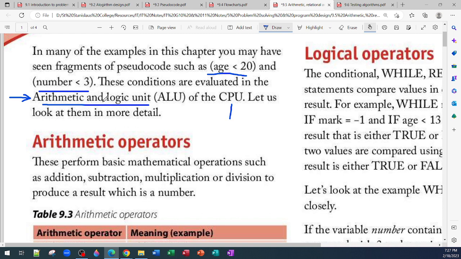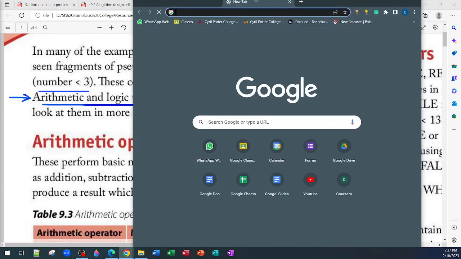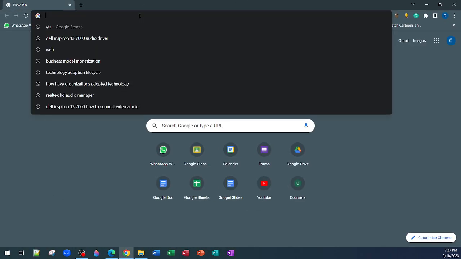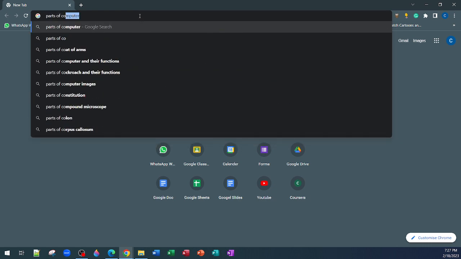We have one here, the ALU, arithmetic and logic unit, good, and the control unit, very good. So those are the two units that make up the CPU. There is more. Let me show you them just in case it does, for some reason, come up in your exam.